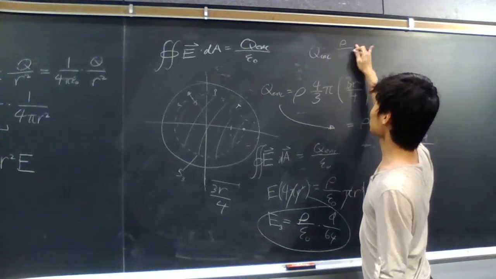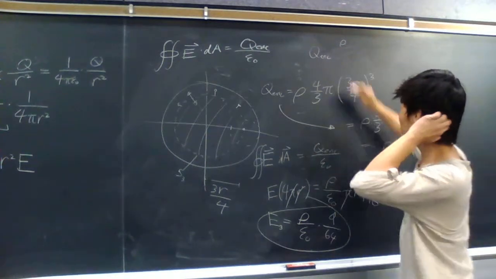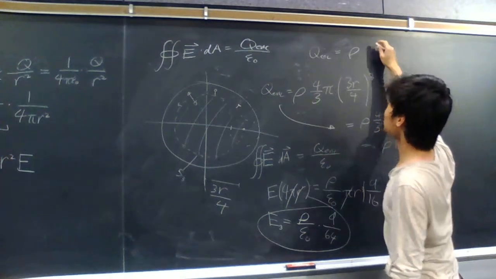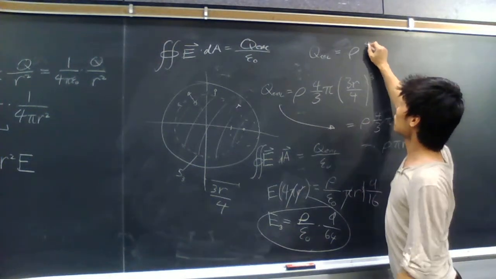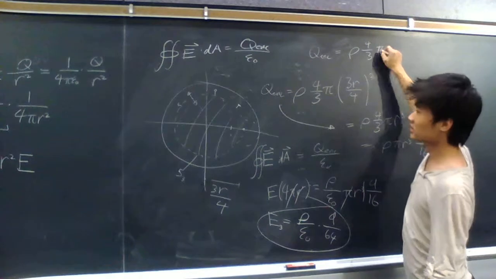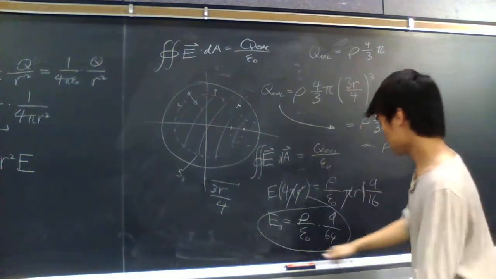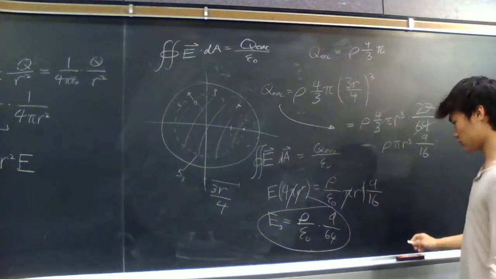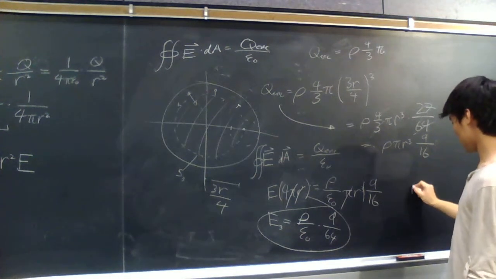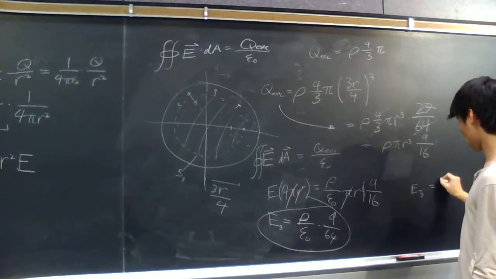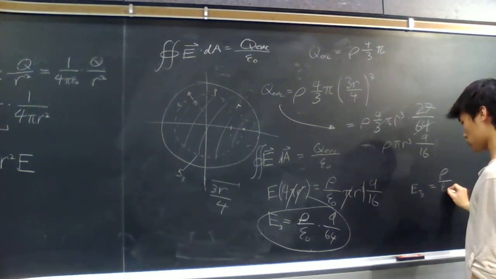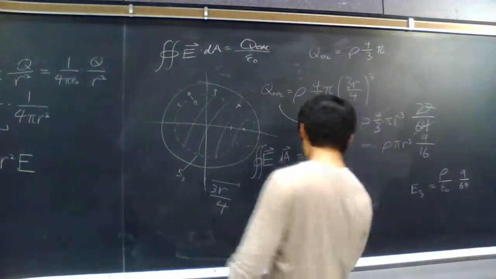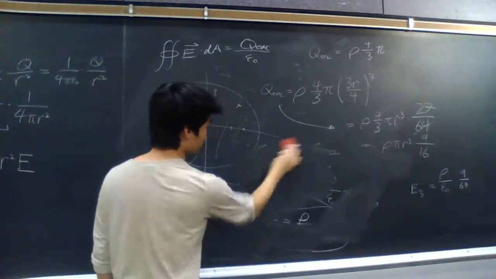What am I doing? Q enclosed equals rho times 4/3 pi. Now we have to be careful. Let's remember this. So I'm going to write that over here. E times 9 over 64. Erase the rest. So that was our E3.